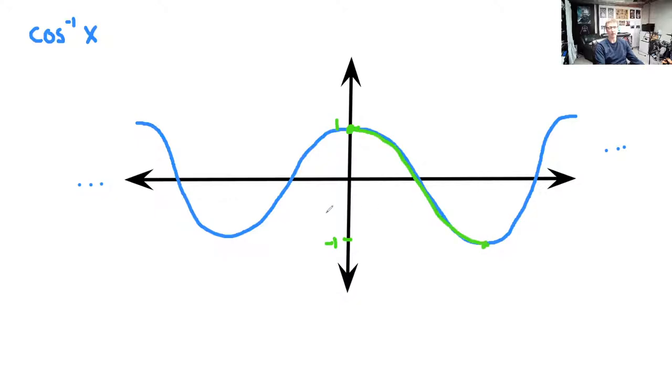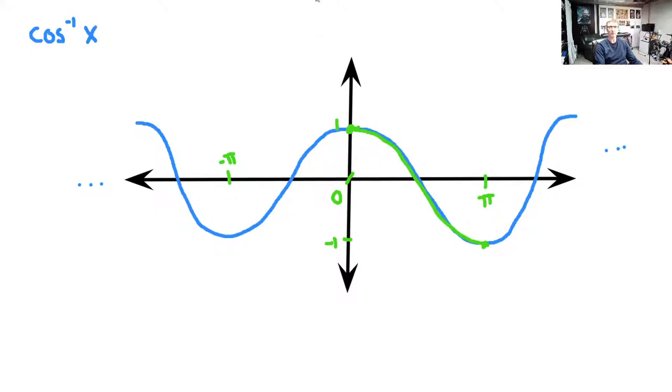Okay? So that section corresponds to the angle set 0 to pi. Now we could have easily chosen negative pi to 0. This part is also one-to-one, and it goes from negative 1 up to 1. We could have chosen from here down to here, which would have been negative 2 pi to negative pi. You can restrict it in lots of different ways. But the commonly chosen set is from 0 to pi.